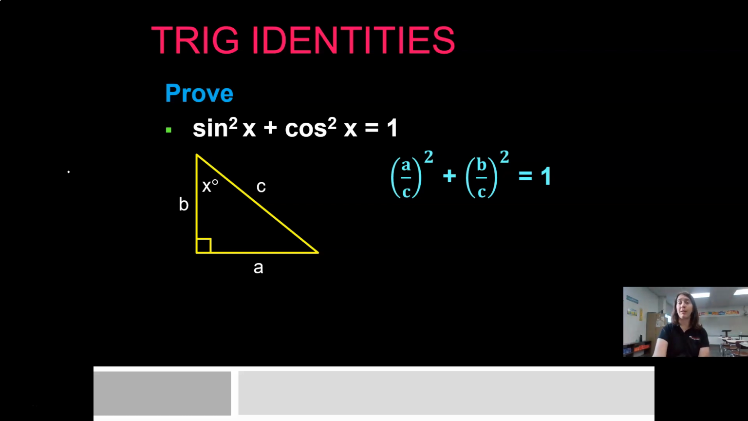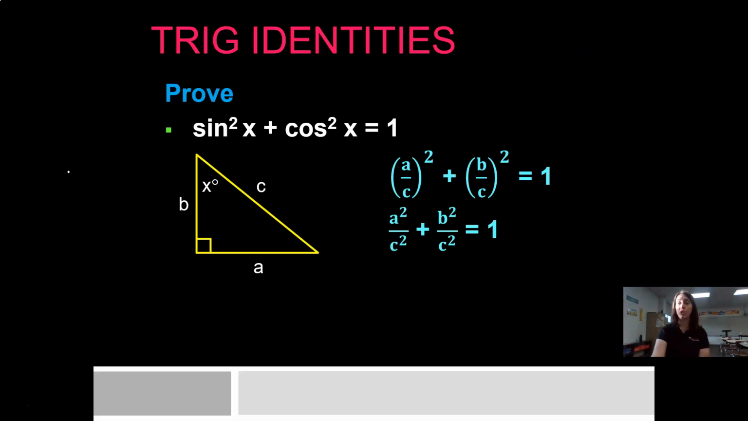Remember, to square means you're multiplying it by itself. So a over c squared is really a over c times a over c. Well, what's a times a, squared, and what's c times c, squared. So notice the square just went into both the numerator and denominator. The same thing happens on my second fraction. B over c squared would be b squared all over c squared. The equation still equals 1.